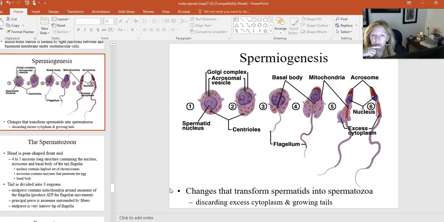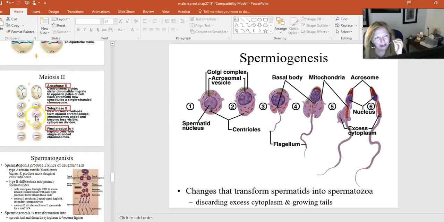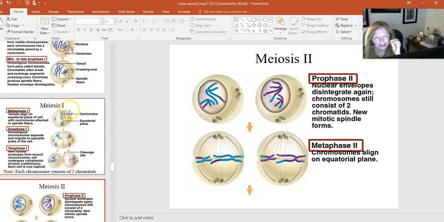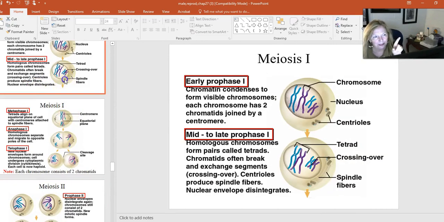And I want to let you know something. No two sperm a male will produce in his entire lifetime are identical genetically. The chromosomes, because of meiosis, which is such an amazing thing. This is why you should be impressed with meiosis.